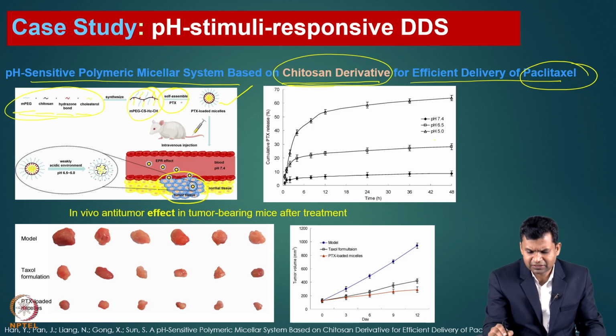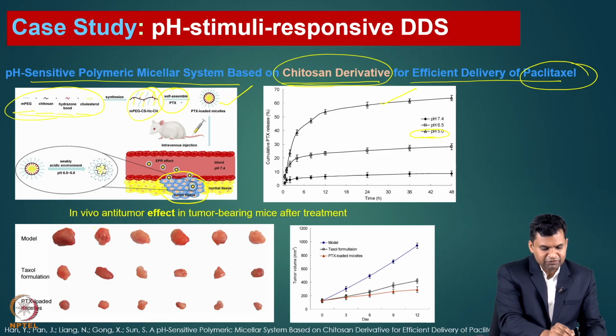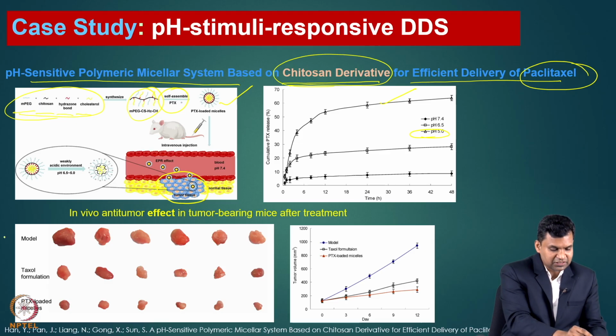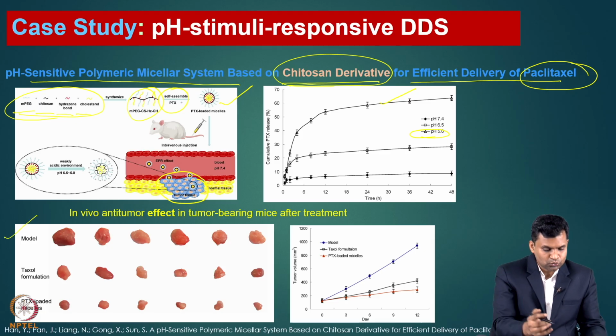Now, we can see here, if you compare, the pH of 5 is showing good release compared with the other pH values. Similarly, we can see the in vivo anti-tumor effect in tumor bearing mice after the treatment. Here you can see the tumor volume with the taxol formulation, and this is the paclitaxel loaded micelles. So, these are the controls.